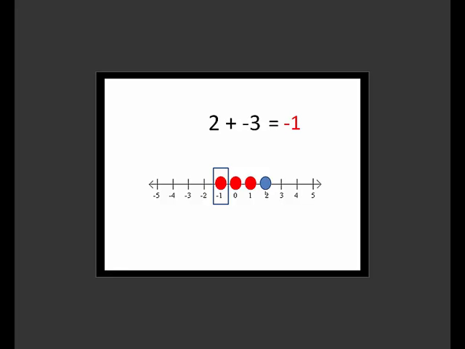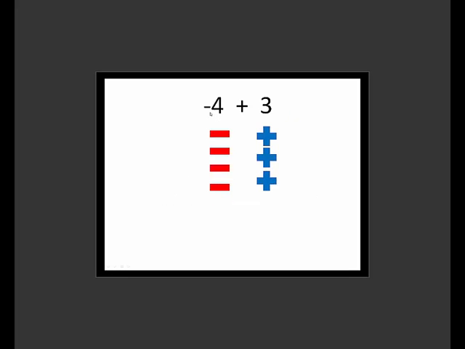Let's take a look now at the tug of war. We're going to take -4 and add 3. So we have negatives versus the positives. And you can imagine a rope in between them right now. The 4 negatives are represented by 4 red rectangles, and the 3 positives are represented by 3 blue plus signs.